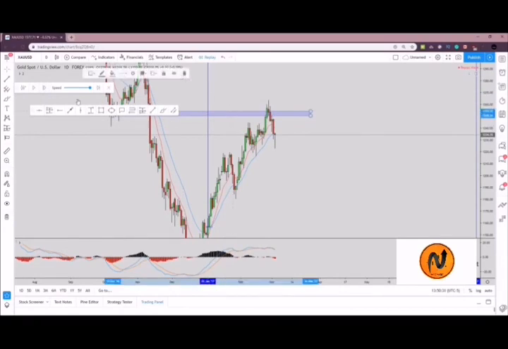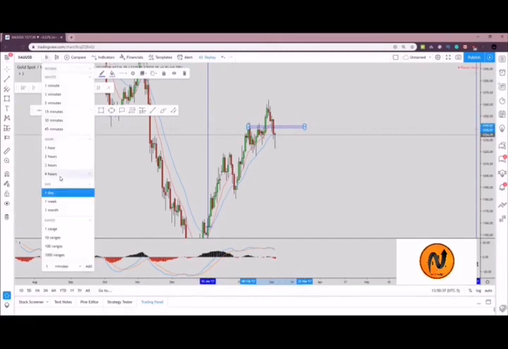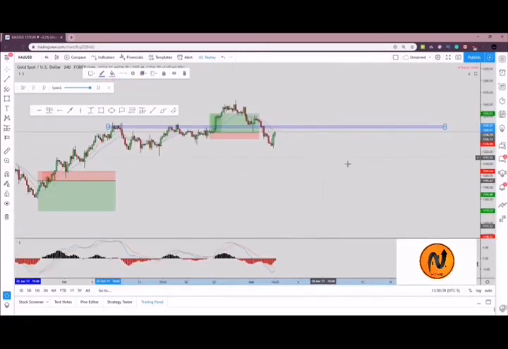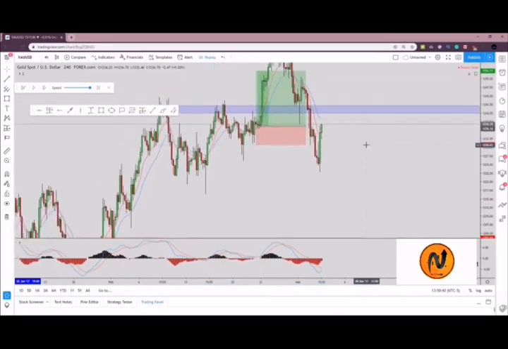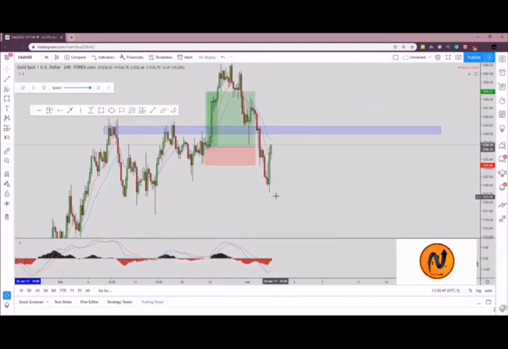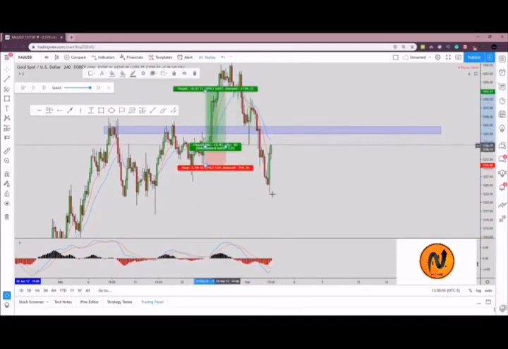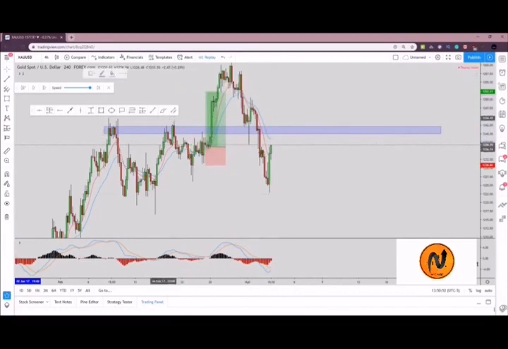Okay, we have this new area here, which is now resistance. So we can go down on the 4 hours and we have our ICI from the daily. So we can definitely be looking at a short. However, the market is retracing pretty aggressively. Now this is exactly our entry area. Okay, the market is exactly where we would like to take our short.